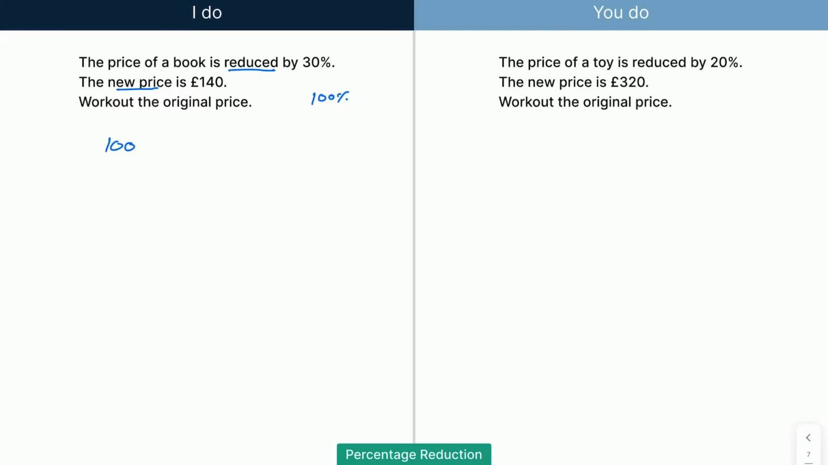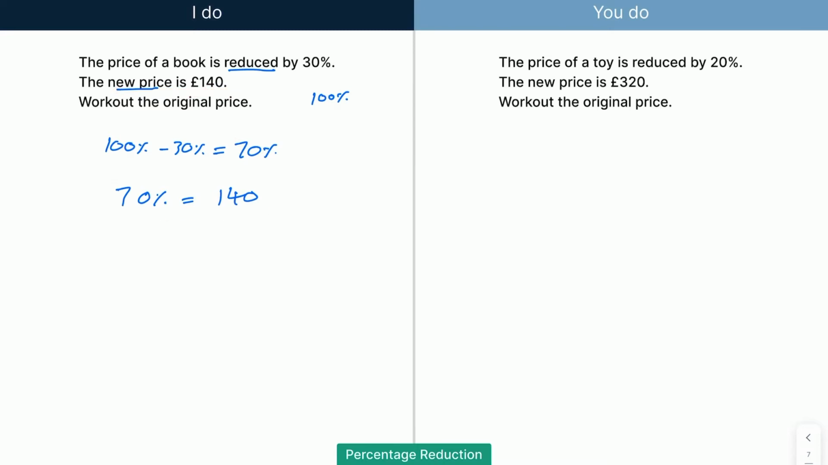So if you do 100%, take away 30, because that's what it's been reduced by, that leaves us with 70%. So we know that the new price is 70%. So we know that 70% is 140. So just to recap that, we know the price, which is always going to be 100%, has been reduced by 30%. That leaves us with 70%. And we've been told the new price is 140. And that's where this comes from. Now that we have that, we just have to get 100%.